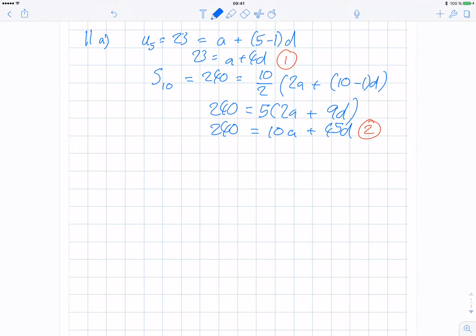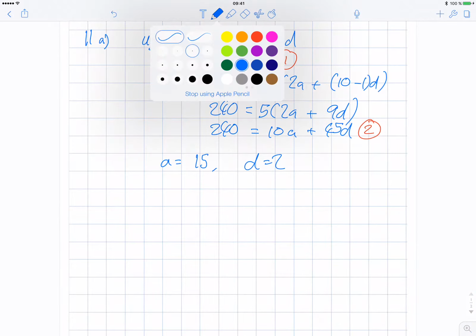So if I use the calculator to solve them, I get my two values. I get the values of a is equal to 15 and d is equal to 2. If I want to solve them simultaneously, I can rearrange a, or I can times equation 1 by 10, but use the calculator for now if you're struggling.